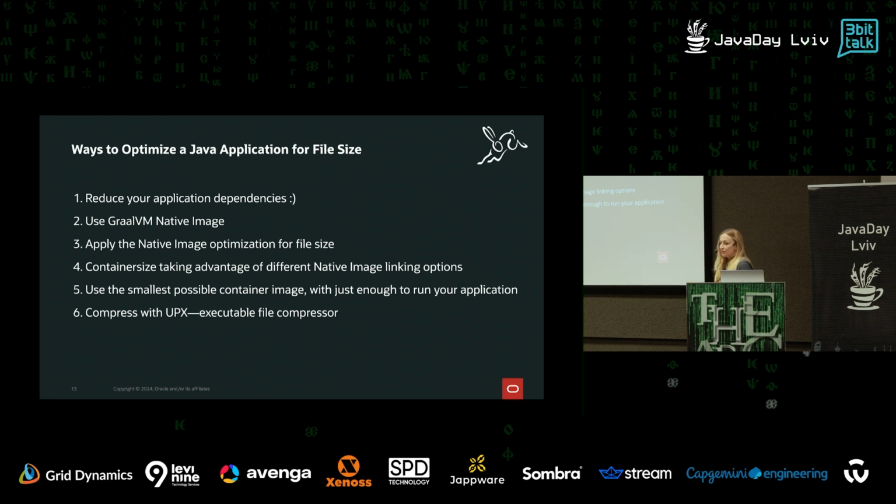Next, you can package a native binary executable into a container, and we will take advantage of different native image linking options for that. Number 5, you can use as small a container as possible because a native binary doesn't require a JVM. So you don't need Java libraries provided by your operating system for the application to run. Just use the smallest container possible, it will run. And then finally, you can compress it using the UPX open source file compressor, which we also use. It's available out there, and it's very well suited for Linux.